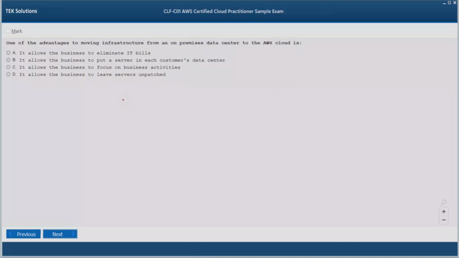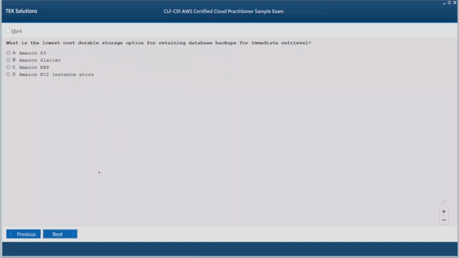Option A, estimating IT bills. No, that's not the correct one. B, allows the business to put a server in each customer's data center. That's also wrong. C, it allows business to focus on business activities. Yes, business can focus on their business activities, instead of spending time on maintaining IT infrastructure and different things, servers. So C looks correct. Option D, it allows the business to leave servers unpatched. That's absolutely wrong. That's why answer C is the correct one here.